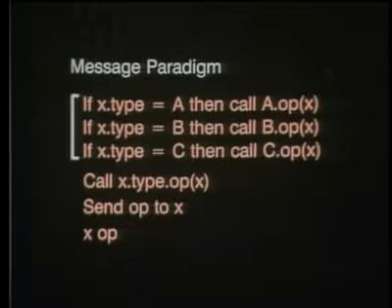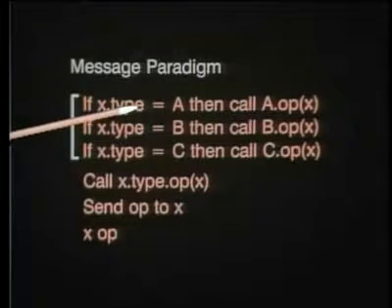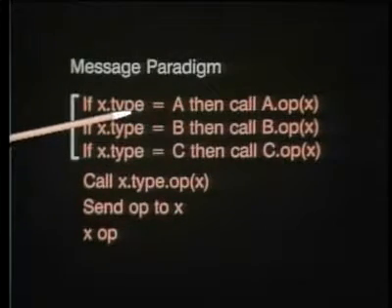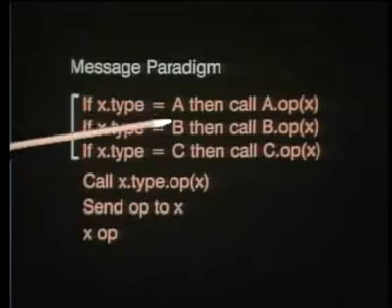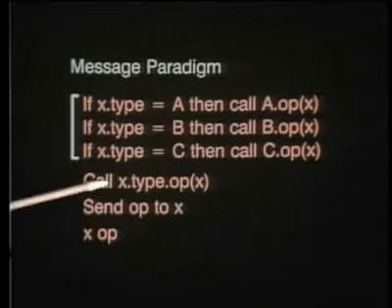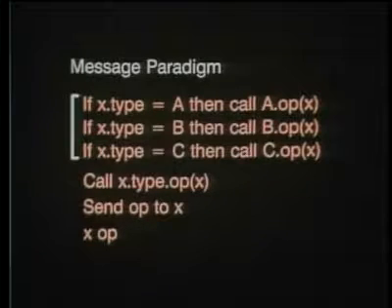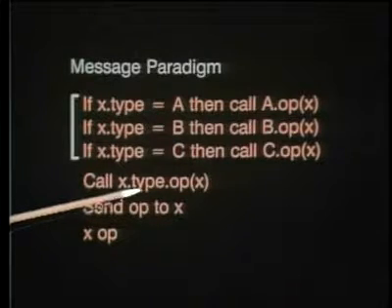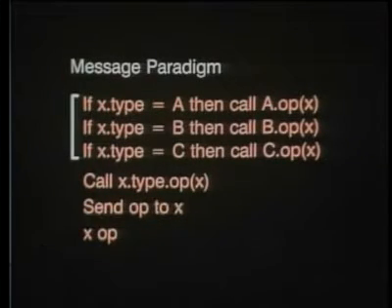So if we go back and look at the situation we had before, it can be represented pretty much this way. You're testing on the type of the object that you're wanting to operate on, say print in the queue. You test if its type is A, then call A's version of print. If the type is B, then call B's version of print. And if the type is C, then call C's version of print. You can collapse that down into one more general statement, which is just to call X's type's version of print.